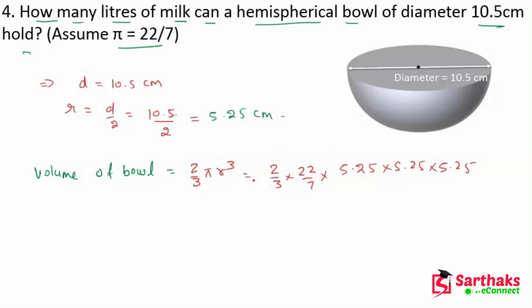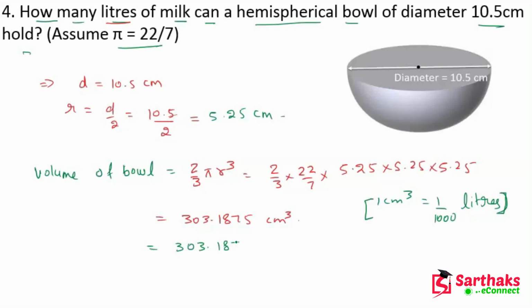After solving this, we get 303.1875 centimeter cube. Now we have to convert it into liters, and here we know that 1 centimeter cube is equal to 1 upon 1000 liters. So we can put here 303.1875 into 1 upon 1000.